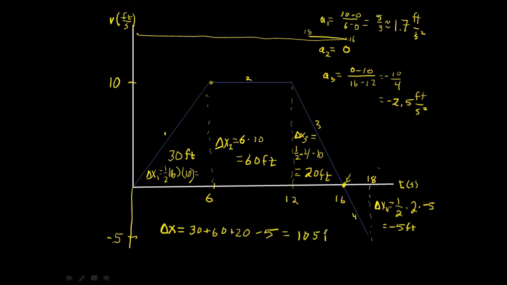So we took a complicated motion and we discovered what its displacement is. Now, this goes to show you an important distinction between displacement and distance. The distance traveled by the object is it traveled 30, then 60, then 20, that's 110 feet. Then it traveled another 5 feet, so it actually traveled 115 feet. Its displacement is where its final position is relative to its initial position. Its displacement is a vector, and that displacement vector was 105 feet.